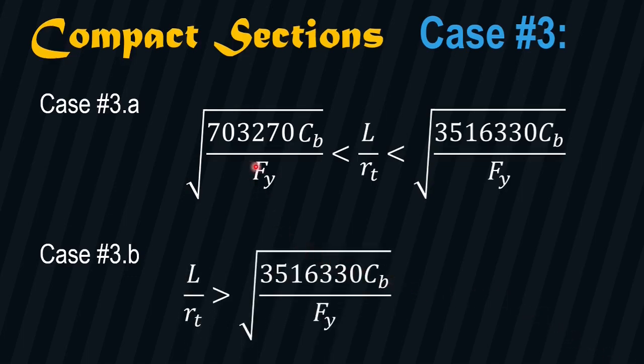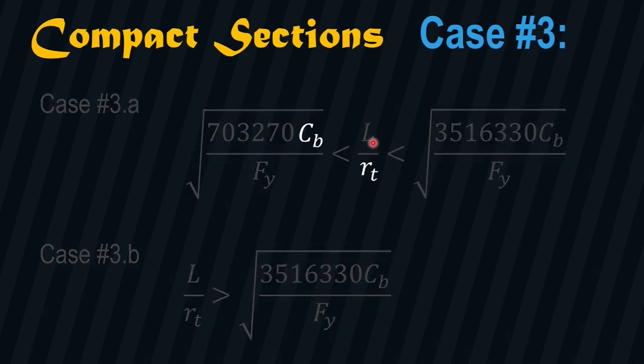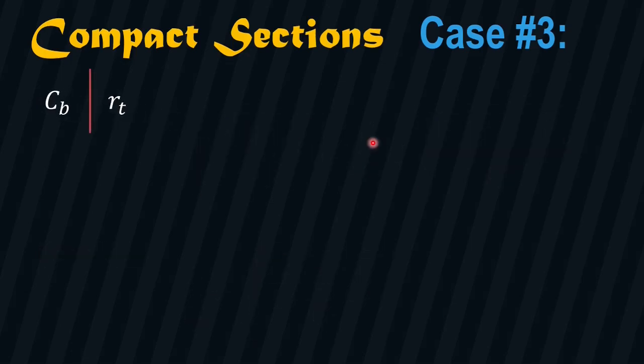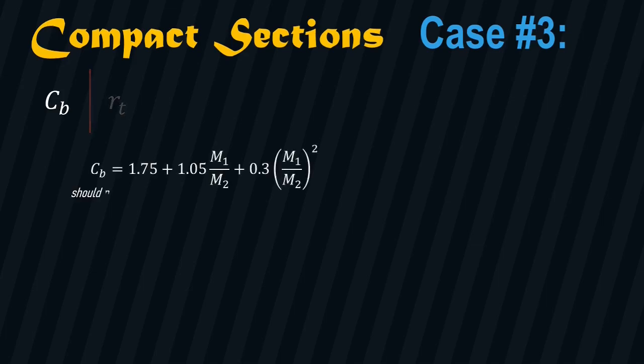You are familiar with Fy. Fy is the yield strength of the material used for the beam and is usually given in the problem. L is the span of the beam and is also usually given in the problem. And L over rT is what we call the slenderness ratio of the beam. What I want to emphasize in this tutorial is finding the value of Cb and rT. So what is Cb and rT? Cb can be computed using this formula, and it should not be more than 2.3.